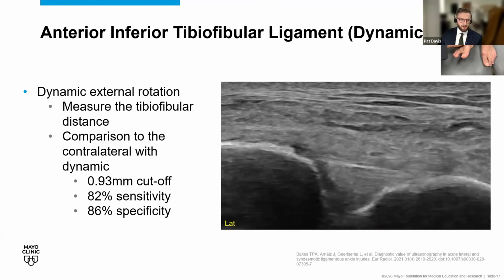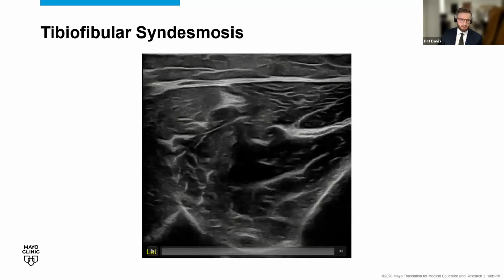Now, commenting over here, I have a recent study that came out of a European radiology group in the Netherlands in 2021. They were looking at dynamic external rotation and measuring the tibiofibular distance with external rotation. So using a cutoff of 0.93 millimeters, they found an 82% sensitivity and specificity when doing comparison of this testing to the contralateral side. So something that you can kind of cite and use in order to better discuss the actual predictive value of these measurements.